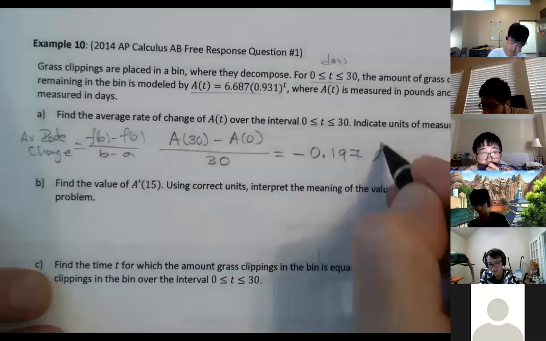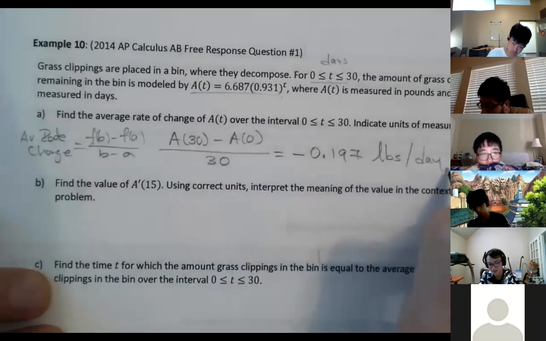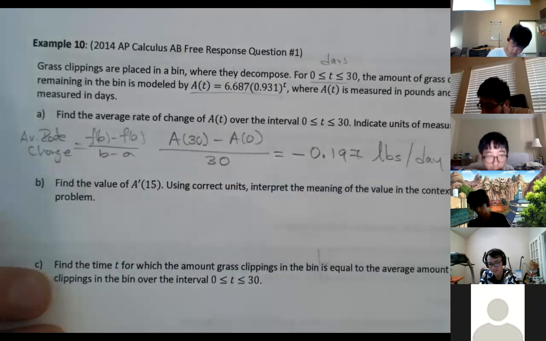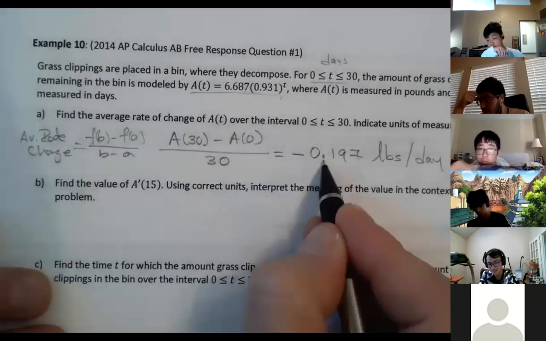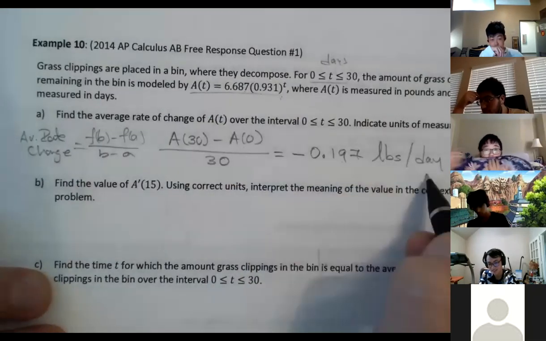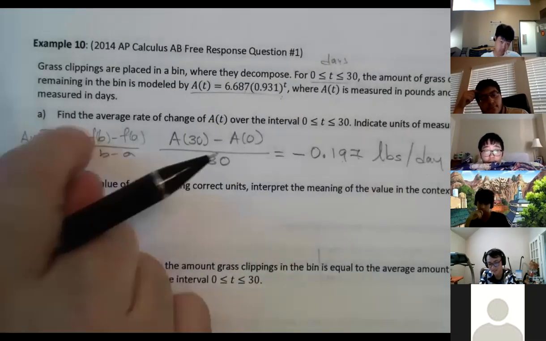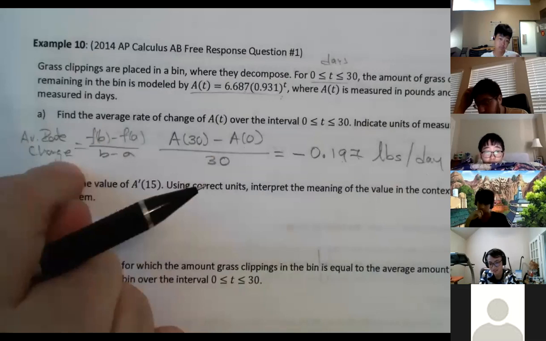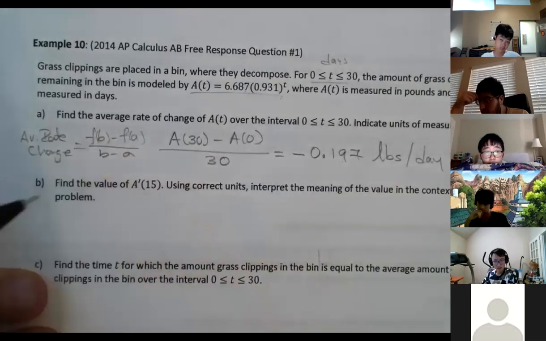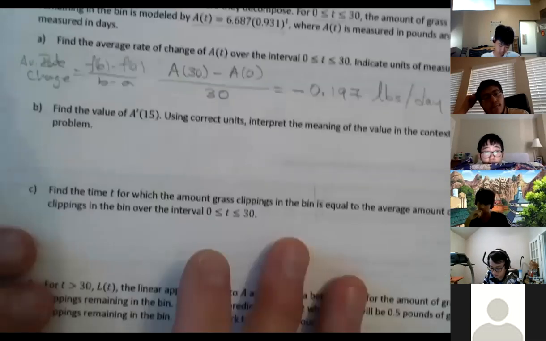Now, the units are key. This is pounds per day. So the average rate of change is telling me that the amount of clippings is reduced or decomposed at a rate of 0.197 pounds every day. Does it make sense? All right, so that's the average rate of change. The reason they put this question here is they want to make sure you don't confuse the average value of a function with the average rate of change, okay? So let's look at part B.